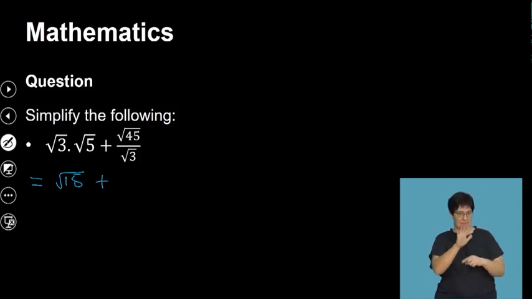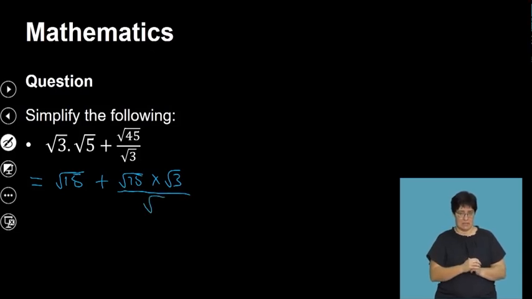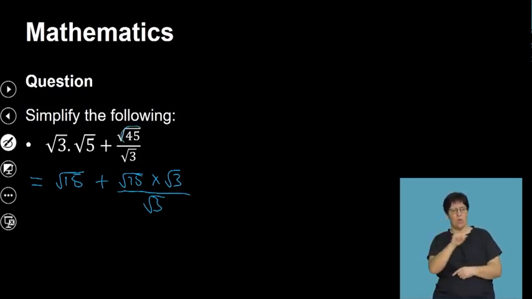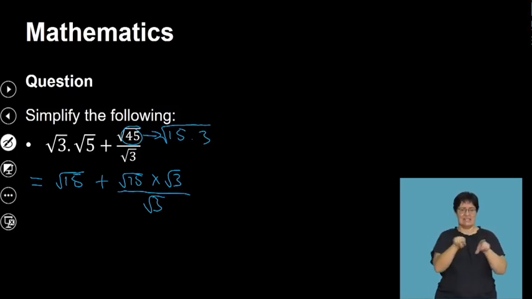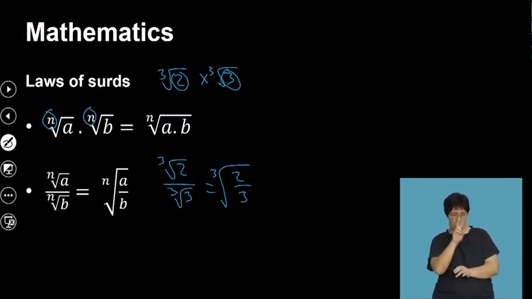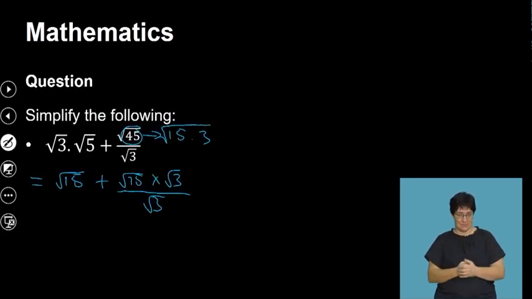Then plus, here I will have this as the same as root of 15 multiplied by root of 3, all of this divided by root of 3, right? Why am I writing the one at the top as root of 15 times root of 3? It's because my 45 here can be written as 15 times 3, right? And since both of them are inside the same root, I can then separate them with 1 root each. Remember, it's just the law that we looked at, the very first law of multiplying surds.